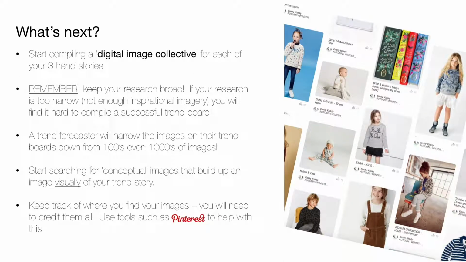So what's next? Start compiling a digital image collective for each of your three trends. Remember, keep your research broad. If your research is too narrow, with not enough inspirational imagery, you'll find it hard to combine a successful trend story. A trend forecaster will narrow the images on their trend boards down from hundreds, even thousands of images. Start searching for conceptual images that build up an image visually of your trend stories. You're trying to find images that get across your story visually, basically.